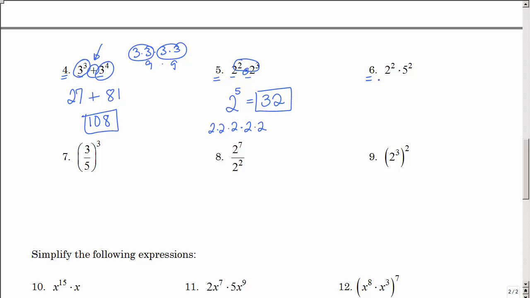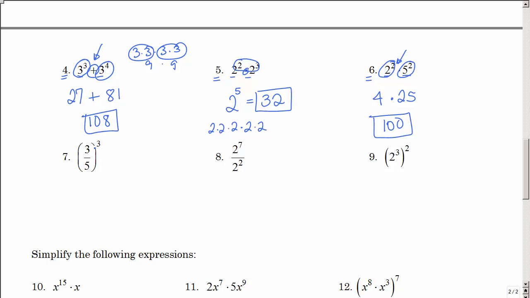Now number 6, we have different bases. We don't have any properties with different bases, so again we just have to do the math in the right order, do the exponents, and then we have multiplication. So 2 squared is 4, 5 squared, 5 times 5 is 25, then we multiply those together and we get 100. Really testing your knowledge of those properties and how to apply them.